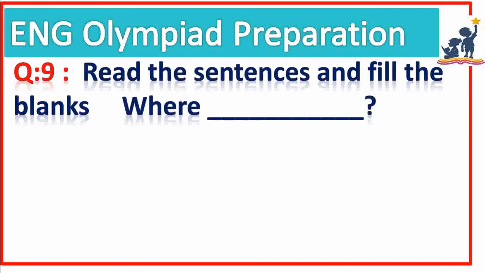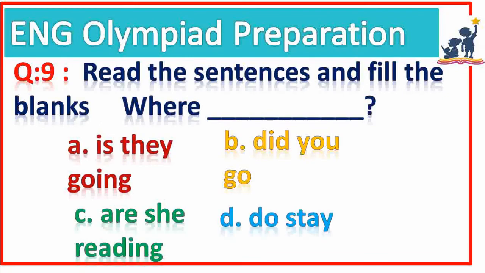Question number 9. Read the sentences and fill the blanks. Where? Dash. Option A. Is they going? Option B. Did you go? Option C. Are she reading? Option D. Do stay. Option B is correct. Where did you go?